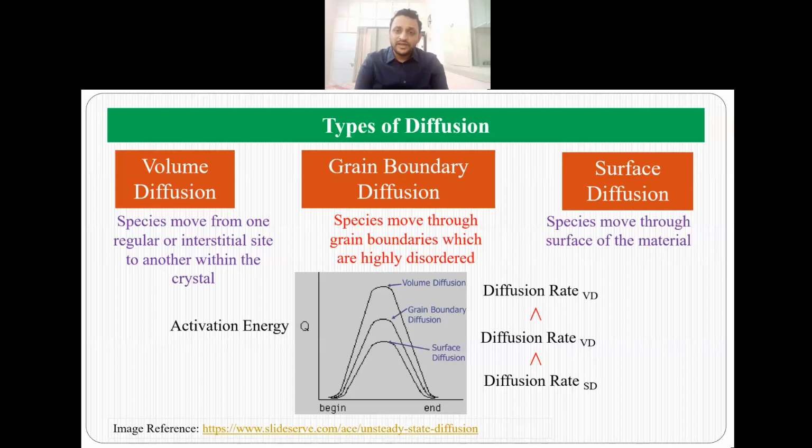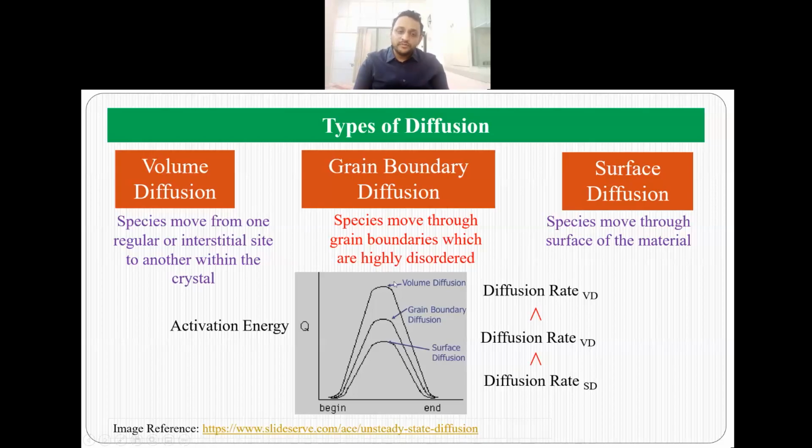Now, let's talk about the activation energy for these types of diffusion. The activation energy is the energy required by the species to move from one position to another. Since it is relatively easier for species to move through the surface, the activation energy for surface diffusion is lowest. It is relatively harder for species to move through the grain boundaries, and that is why the activation energy for grain boundary diffusion is slightly higher than surface diffusion. Then it is hardest for species to move within the crystal, and that is why the activation energy for volume diffusion is the highest.